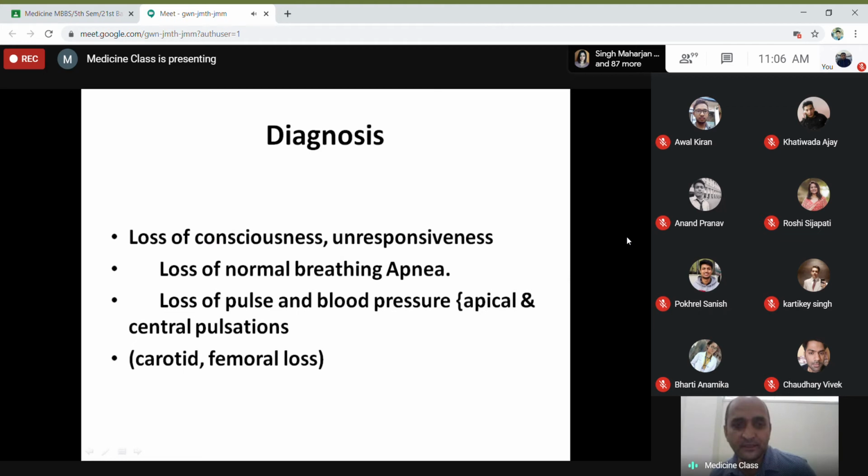Whenever you establish the diagnosis of cardiac arrest, start CPR on time. Early CPR may save the life. Early CPR, proper CPR with proper defibrillation, may save the life. Please remember, not all patients who are unresponsive, unconscious, and have fallen down need CPR. You cannot do CPR whenever there is cardiac activity.